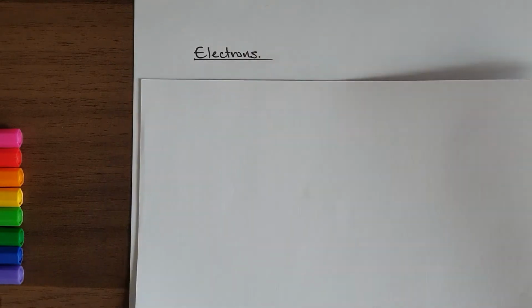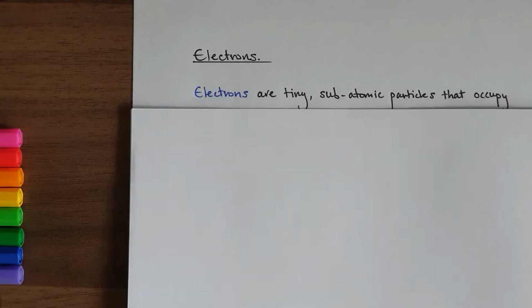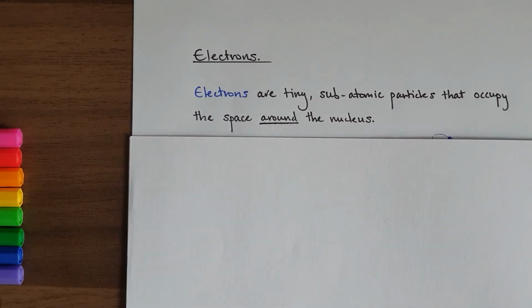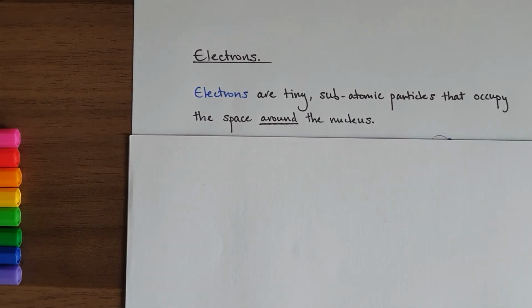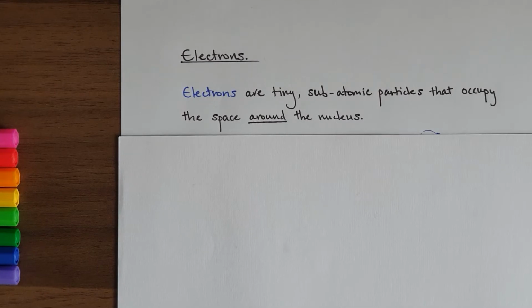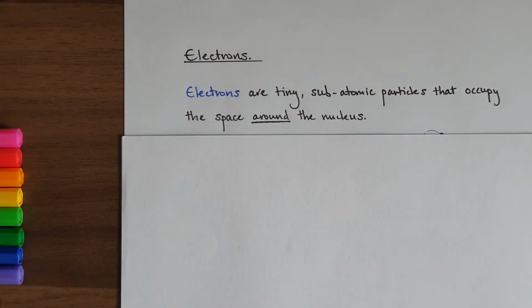In this video we're going to focus more on the third subatomic particle, the only one left, which is the electrons. So the electrons are, again, tiny subatomic particles, but this time, instead of existing in the nucleus like the neutrons and the protons do, these particles occupy the space around the nucleus. We often say that they orbit the nucleus, so they kind of whiz around the outside very quickly.